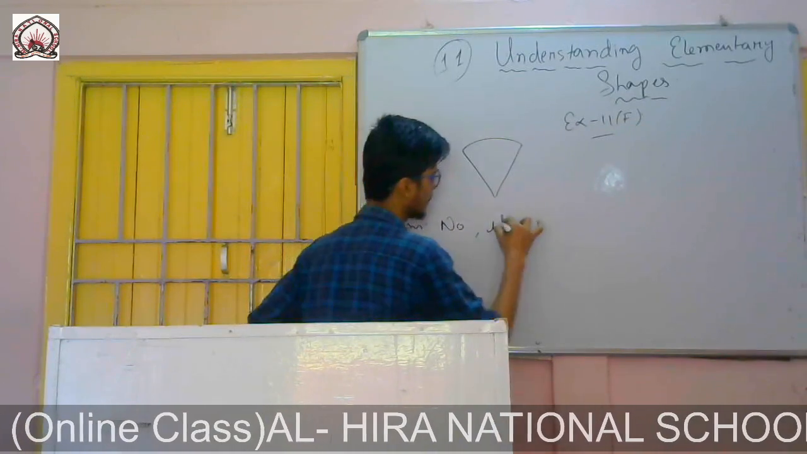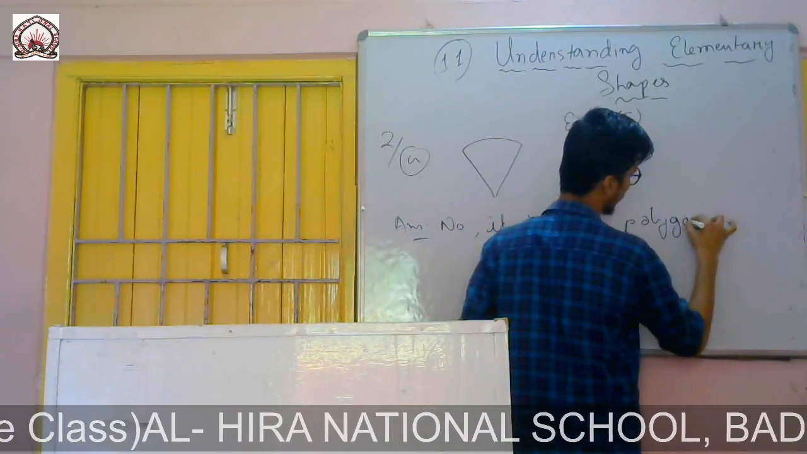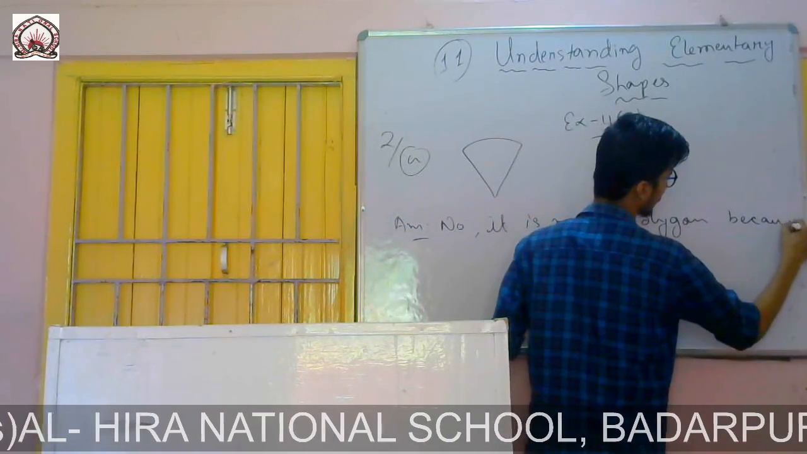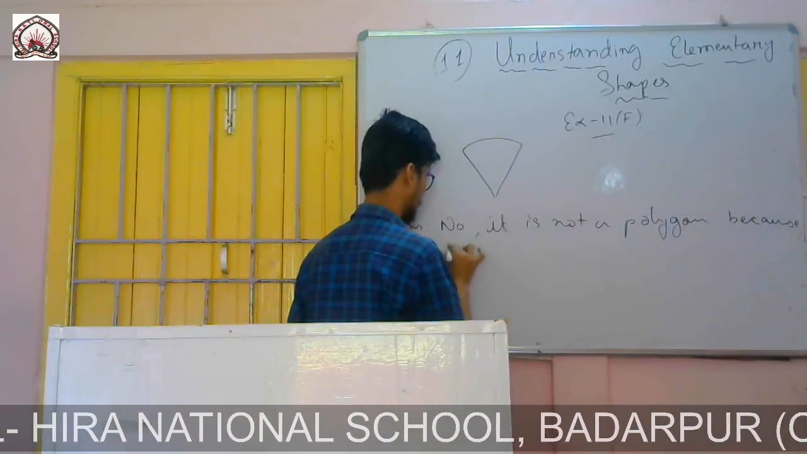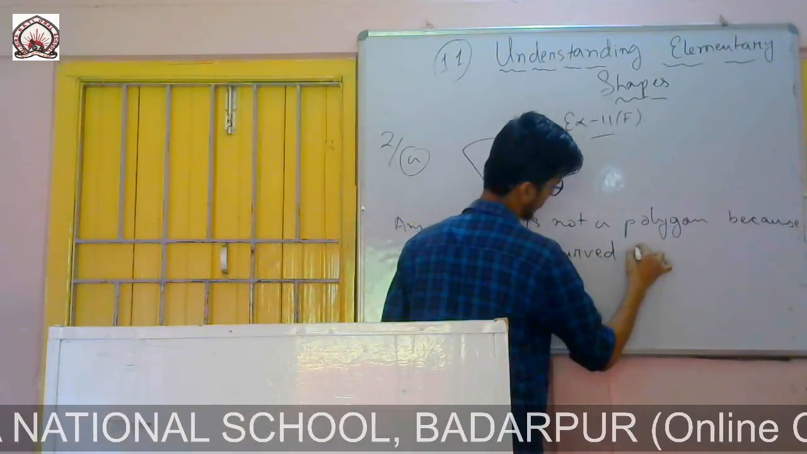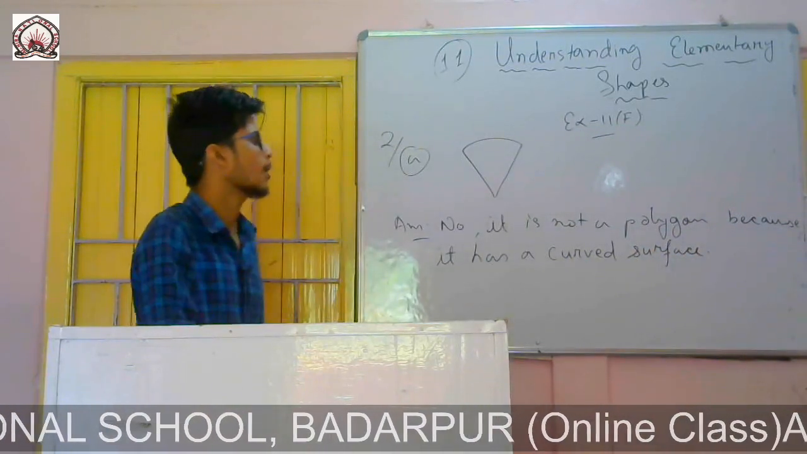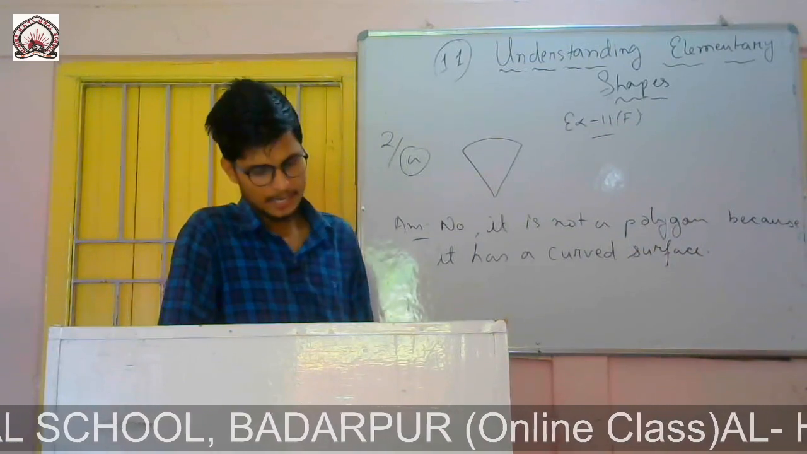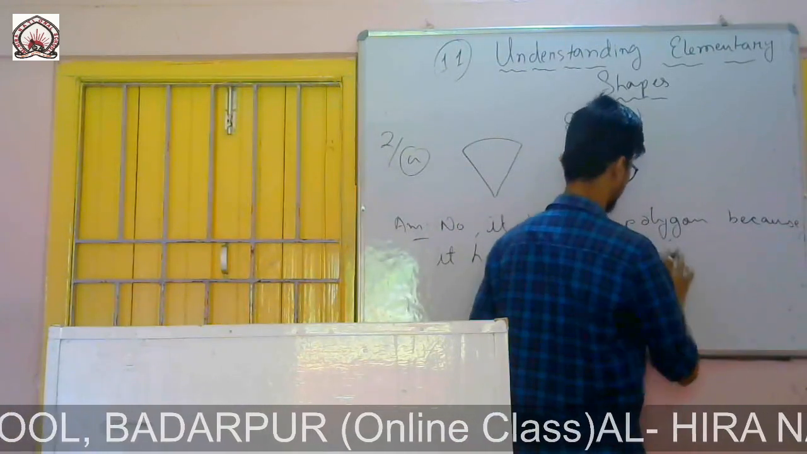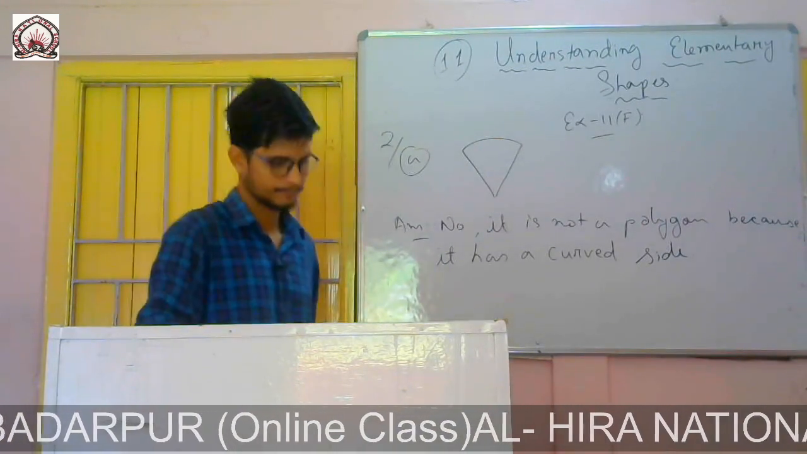No, it is not a polygon because it has a curved surface. No, it is not a polygon because it has a curved surface. But you should write curved side, not surface. It has a curved side.